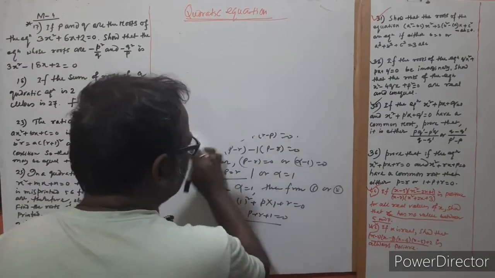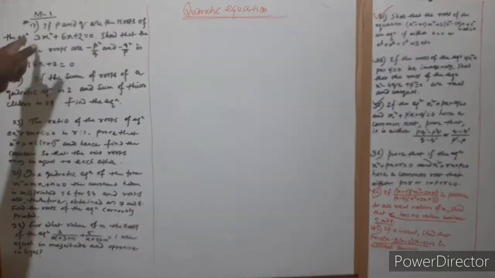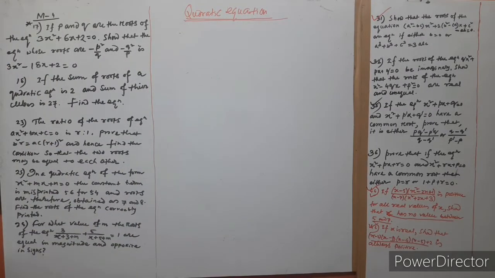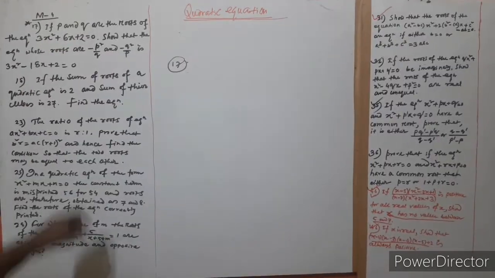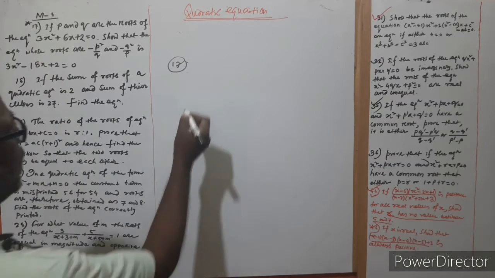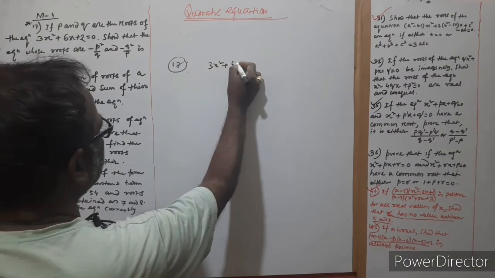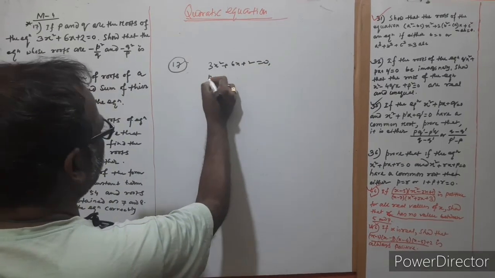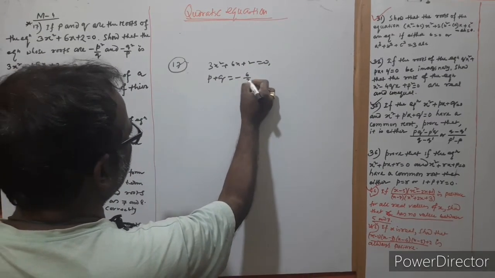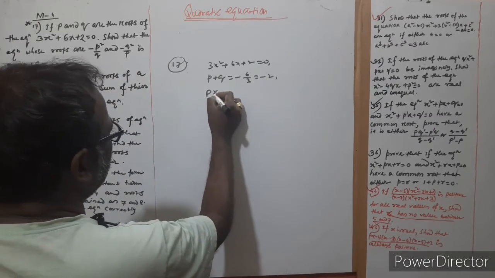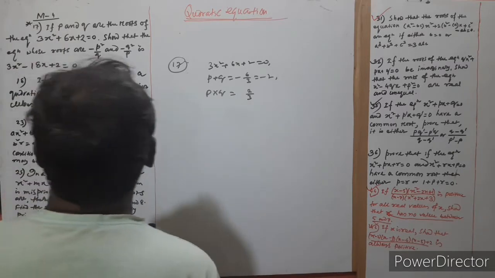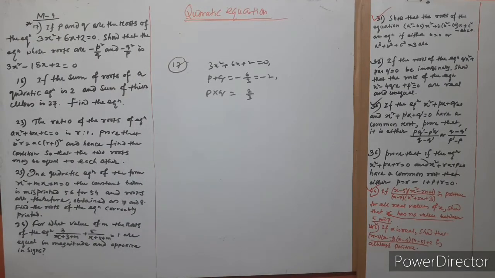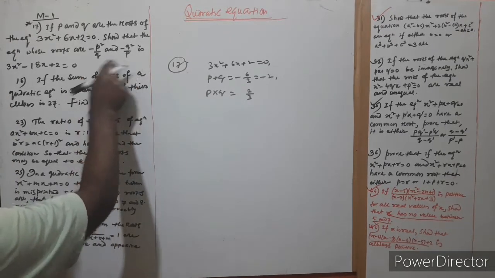Now for question number 17. If p and q are the roots of this equation, we can write 3x square plus 6x plus 2 is equal to 0. So p plus q is equal to minus 6 by 3, that is minus 2, and p into q is 2 by 3. Now find the equation whose roots are these, so we have to find the sum and product also.